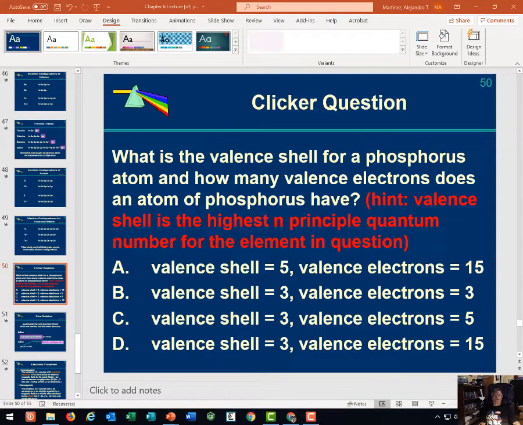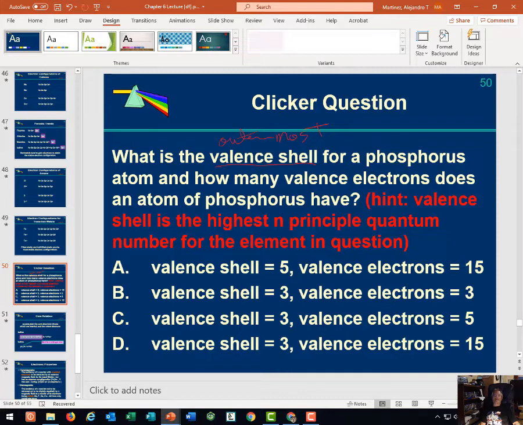Okay, guys, here we are at the home stretch for Chapter 6. Let's answer this clicker question. What is the valence shell? You remember the valence shell is the outermost shell. That's where the chemistry happens.